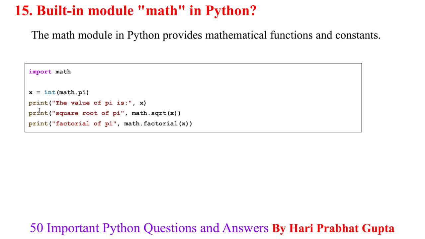For example, here we use math.sqrt(x) to calculate the square root of x and math.factorial(x) to calculate the factorial value of x. So overall, the math module provides a wide range of mathematical functions and constants that can be used in Python programming to perform various mathematical calculations.